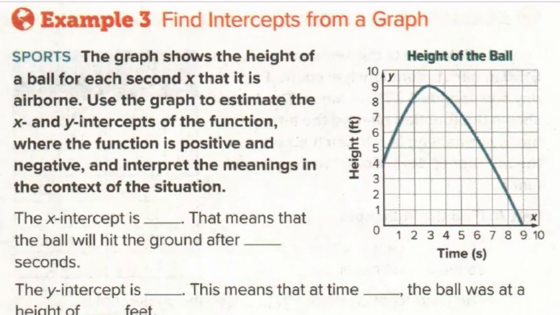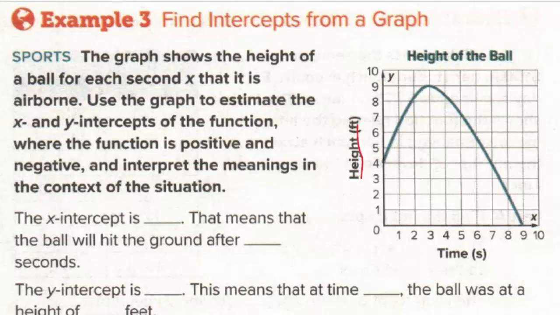Example 3, we've got a little word problem here. It says sports. The graph shows the height of a ball for each second x, so x is seconds that it is airborne. And it looks like y values are height above the ground in feet. Use the graph to estimate x and y intercepts of the function, where the function is positive and negative, and interpret the meanings in the context of the situation.